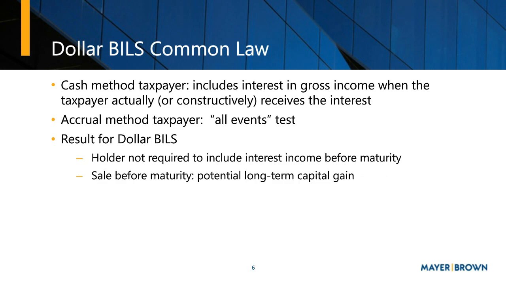But from a tax standpoint, and the magic here was that this was not an OID instrument. If you were a cash method taxpayer and you bought this bond, then you'd include interest in gross income when you actually received the interest. If you were an accrual method taxpayer, then something called the all events test had to be met. All events had to occur which fixed your right to the income. For the dollar bills, what that meant was that a holder, and just look at the cash method holder to make it simple, was not required to include anything until the maturity date of the bond 10 years out.